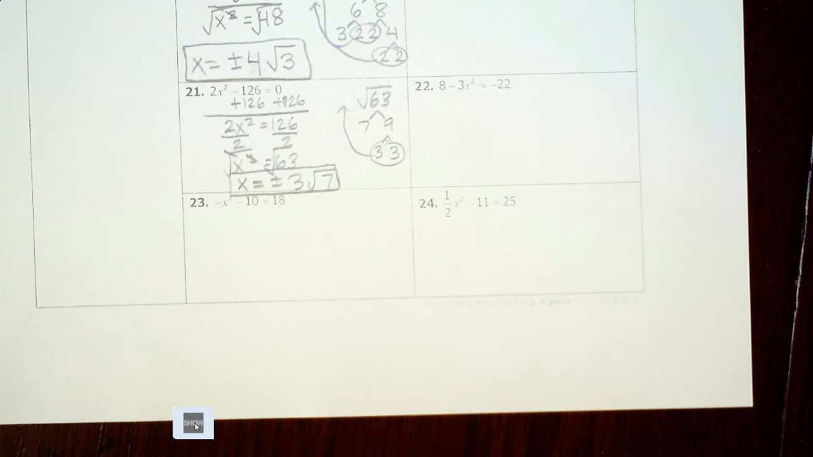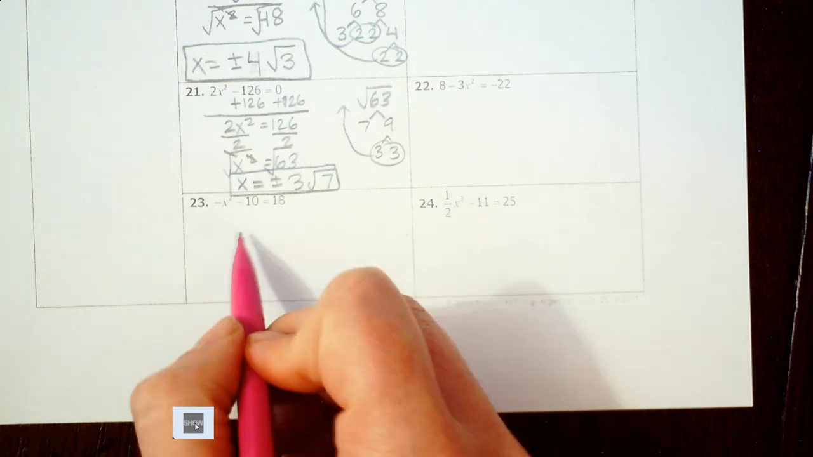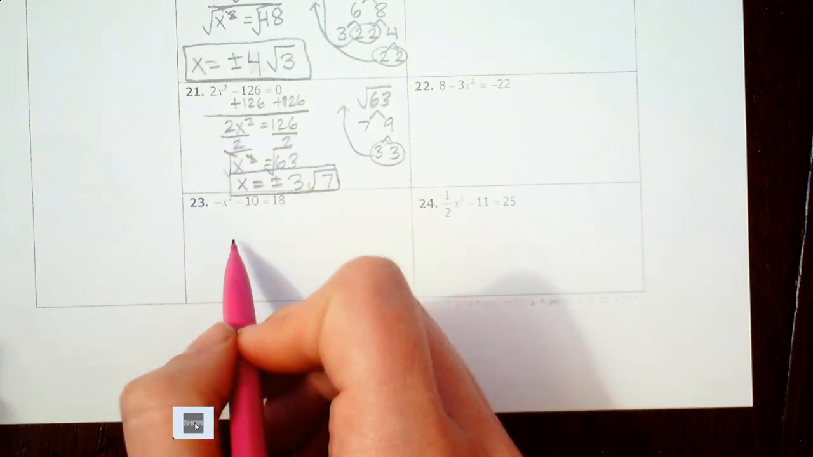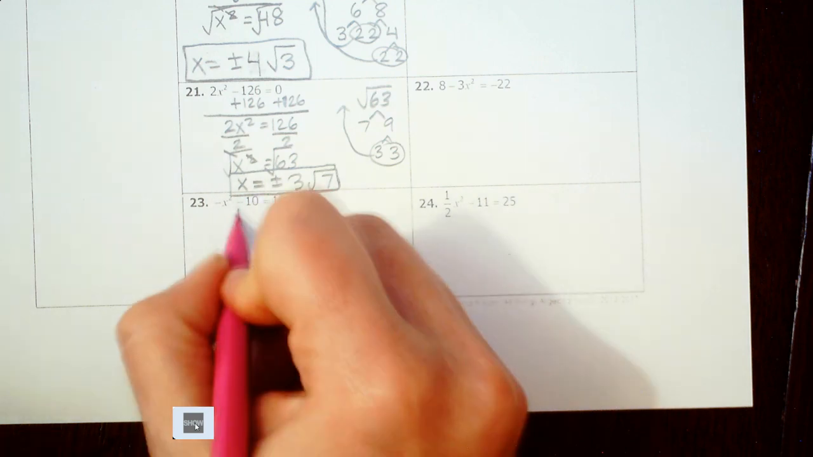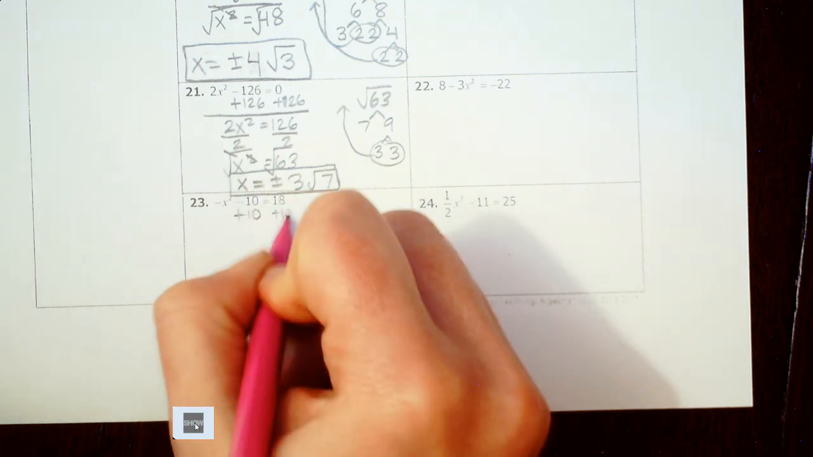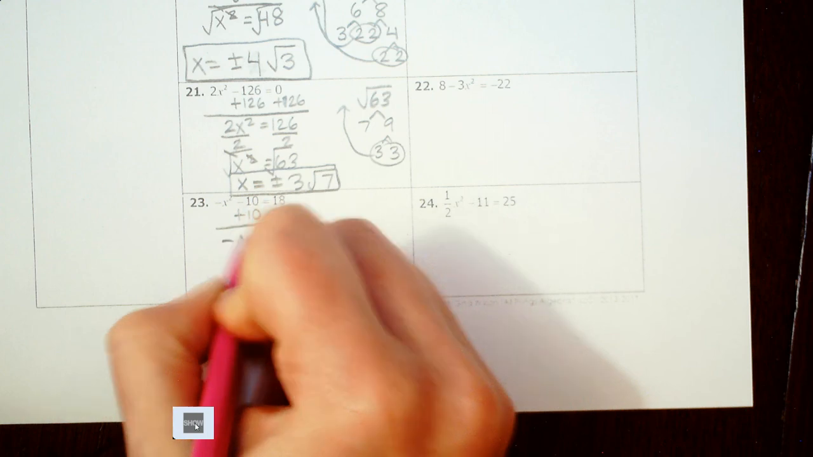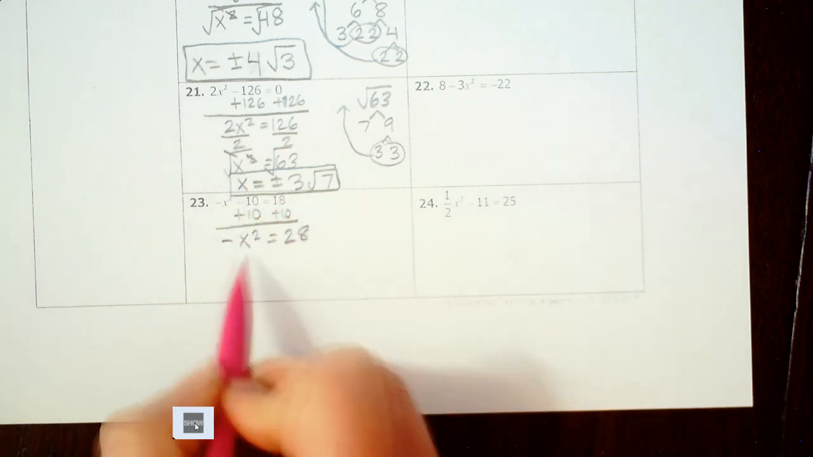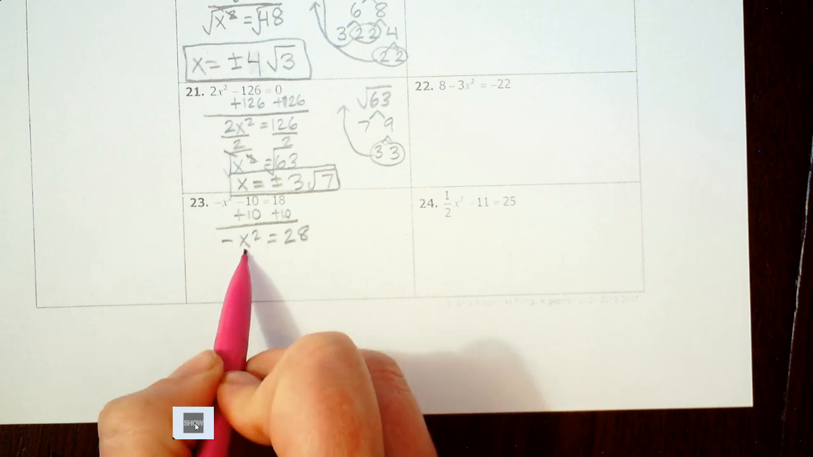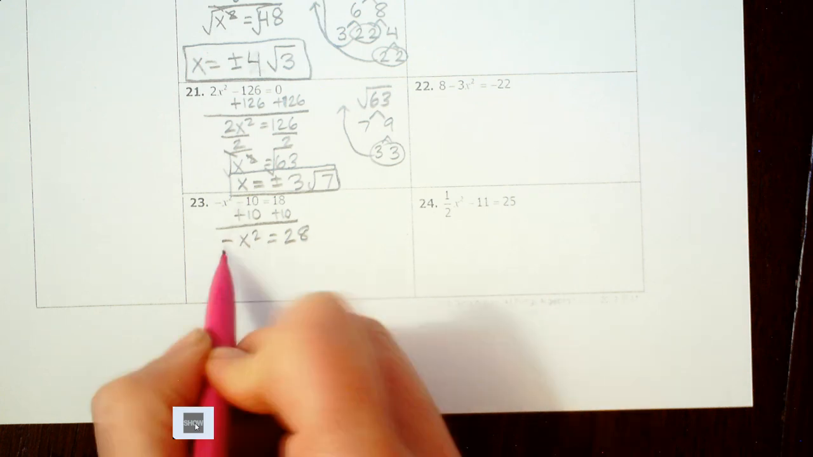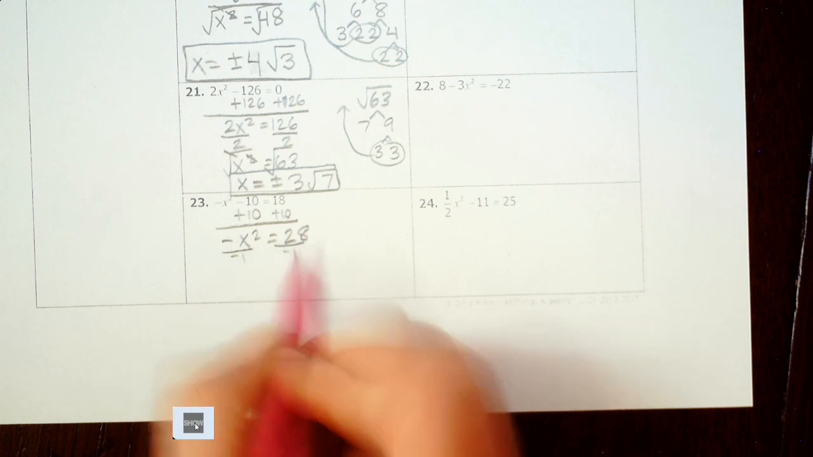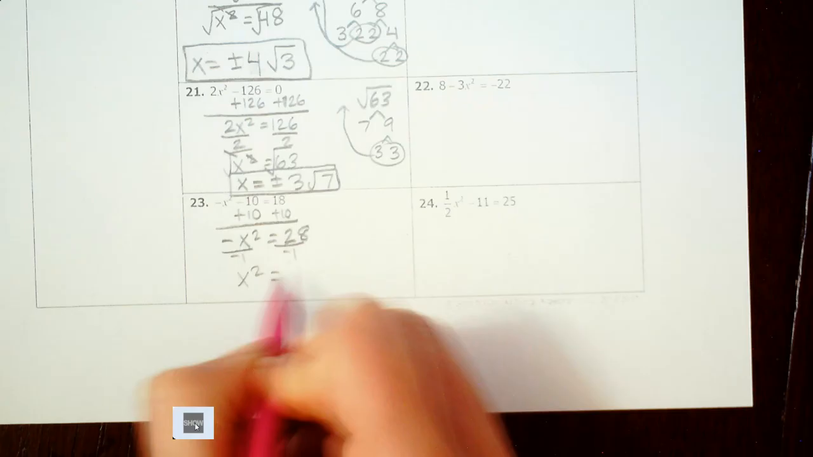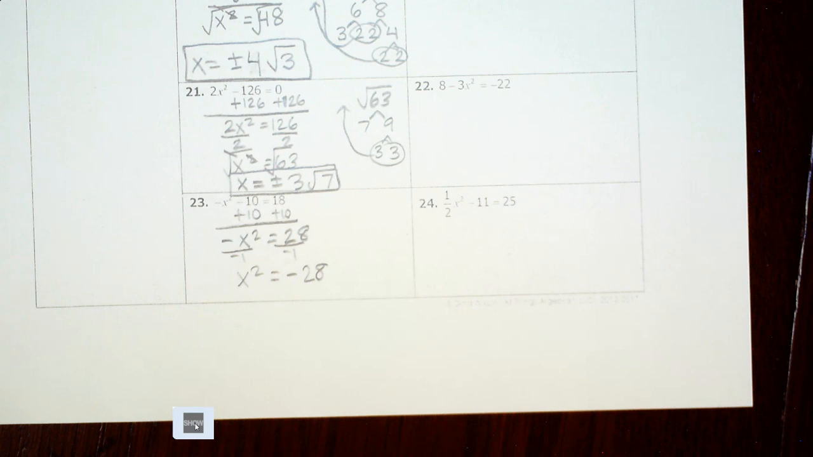All right. I lied. Let's do one more. We'll do 23, and then that'll be it. All right, so first step would be to add 10 to both sides. Negative x squared equals 28. This x squared is not by itself yet. You still have to divide by a negative 1. So now you have x squared equals negative 28.